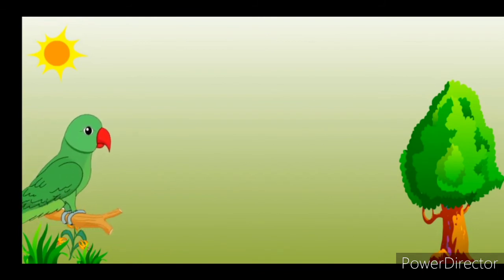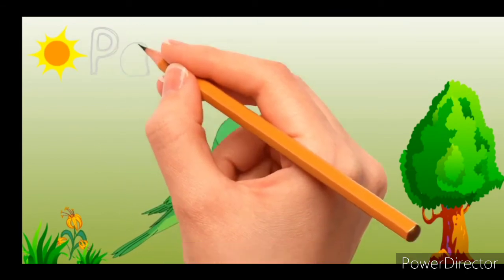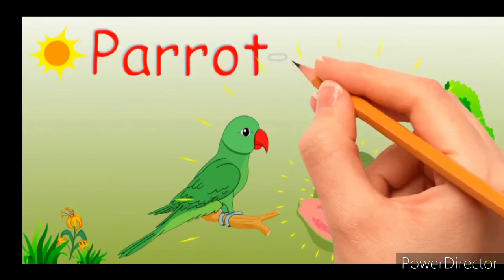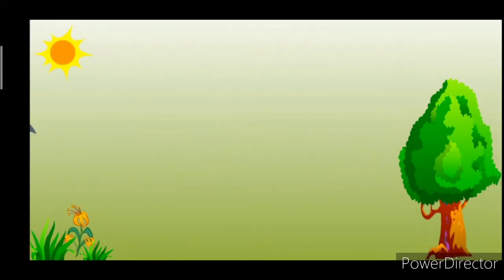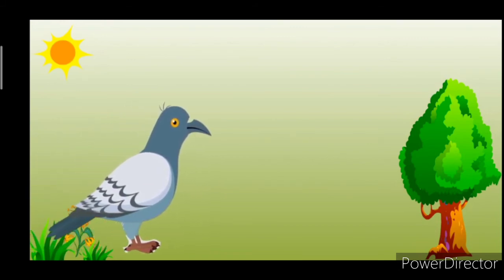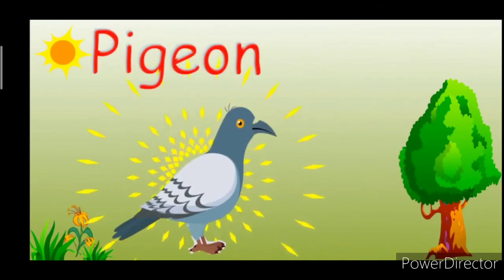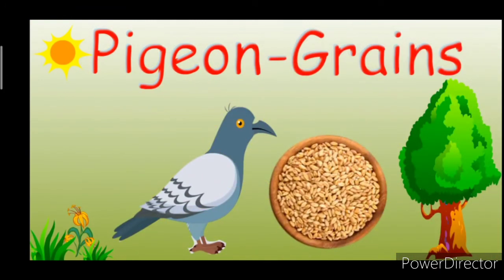Oh, such a cute bird with a red beak. Which bird is this? Parrot. And parrot's favorite food is guava. Guava ko Hindi mein amrut kehte hain. Which bird is this? Pigeon. And favorite food of pigeon is grains.